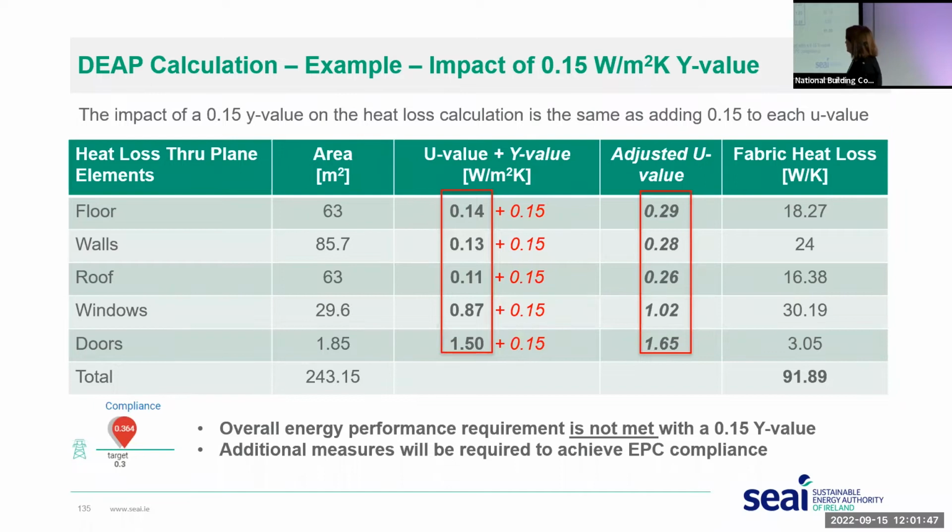So to look at the impact of a 0.15 Y value, it is really significant in terms of the impact on fabric heat loss. We apply the 0.15 as a multiplier within DEAP, and that gets added to the plane elements. It's the same as adding a 0.15 to every U value that's inputted in DEAP. So you can see that if you adjust the U values to take account of the Y value, it has an enormous effect on the heat loss.